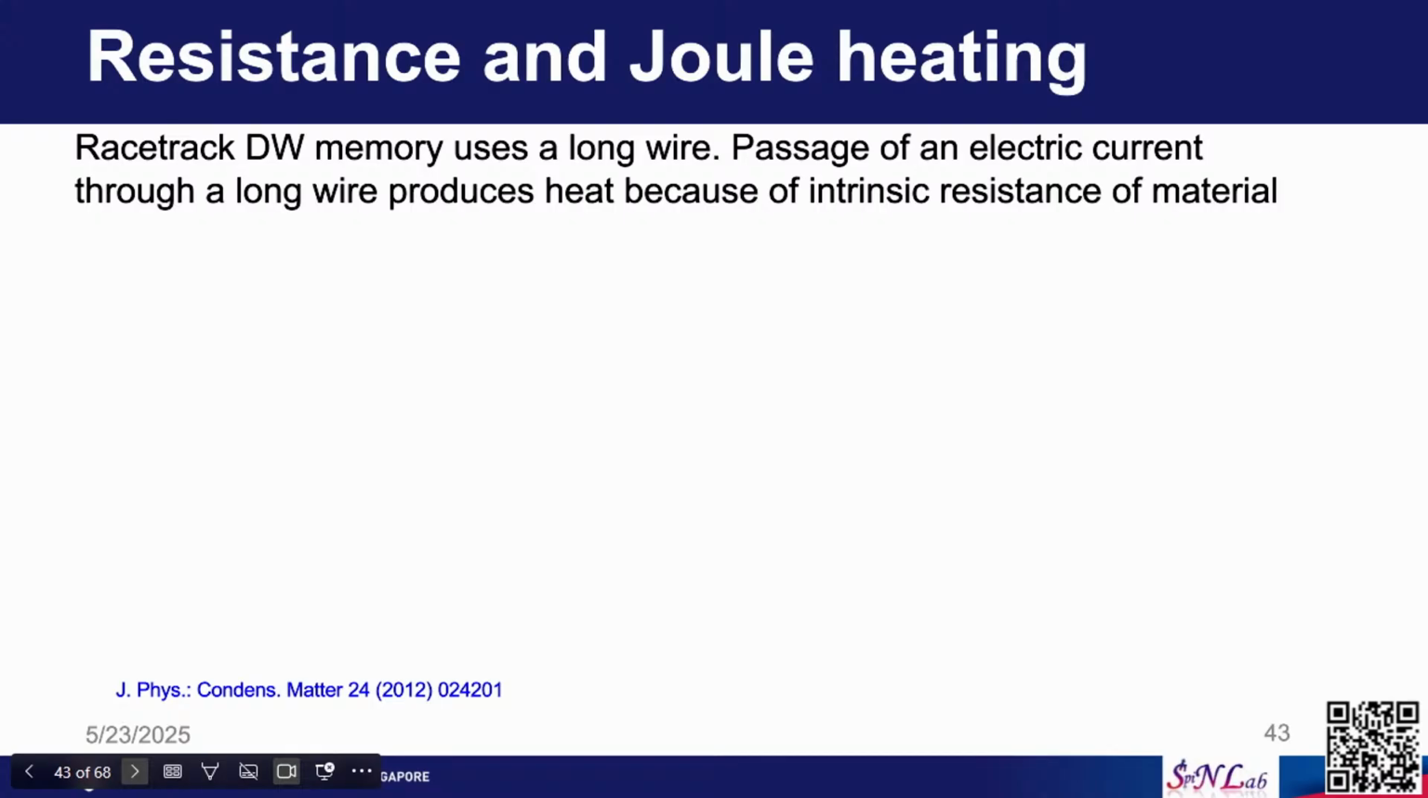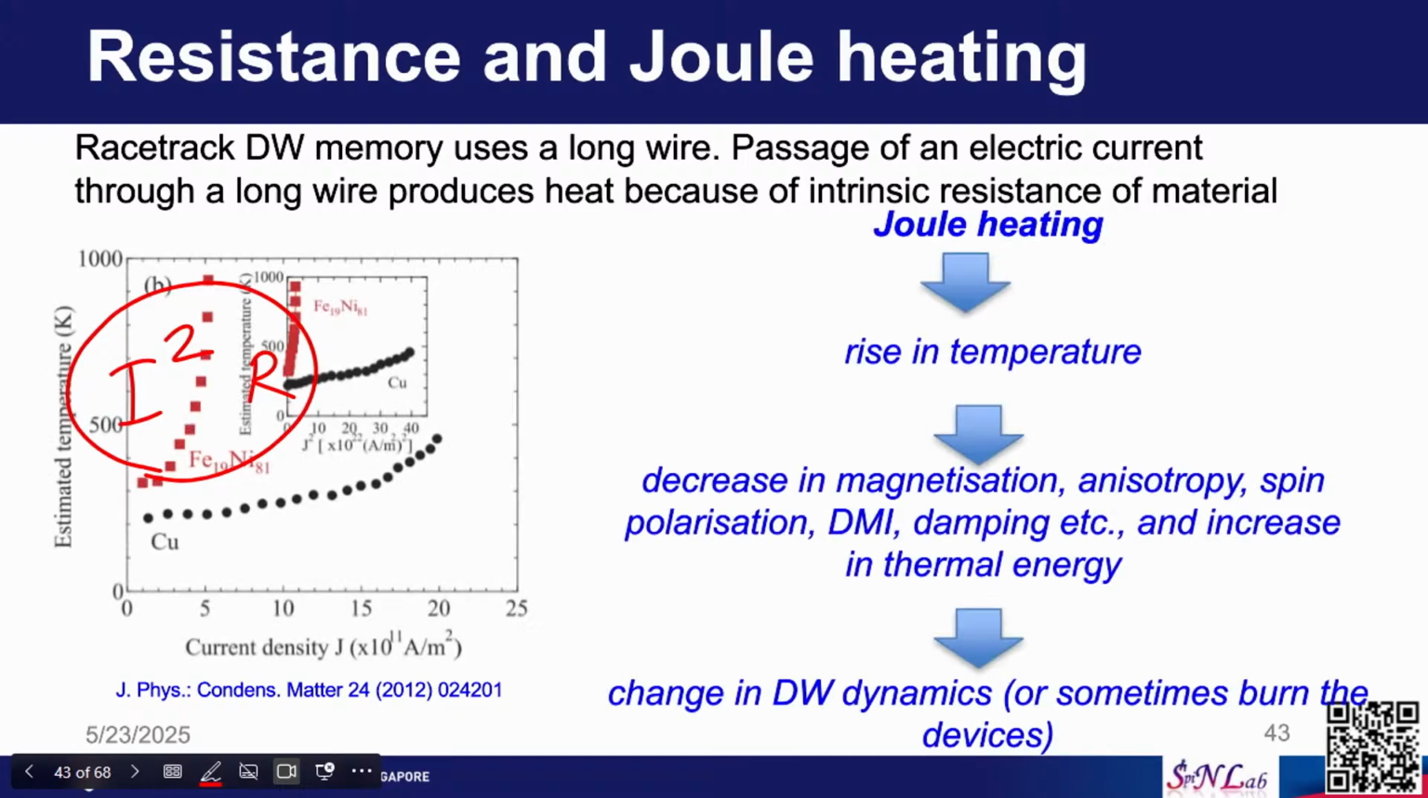Then another important problem is resistance and Joule heating. So, you have a wire, you send the current through that wire, then you are going to produce Joule heating, which is proportional to the resistance of the wire and the square of the current. Okay. So, you will have this Joule heating. This is some real problem.